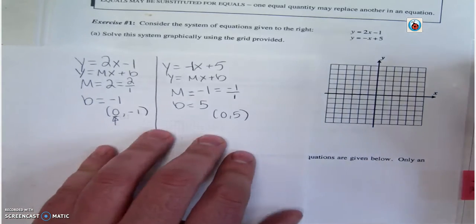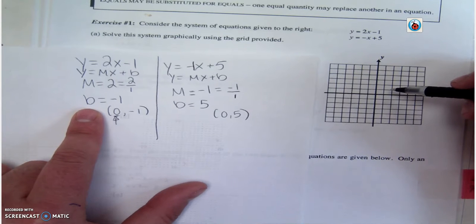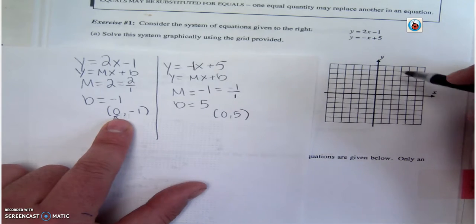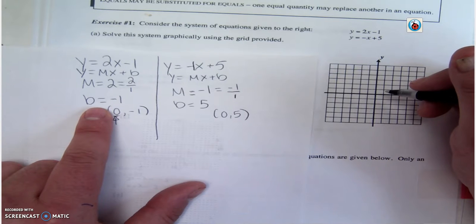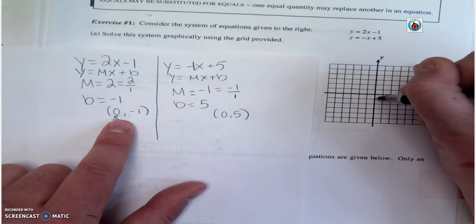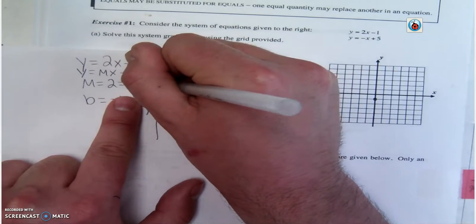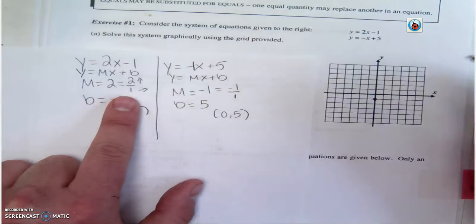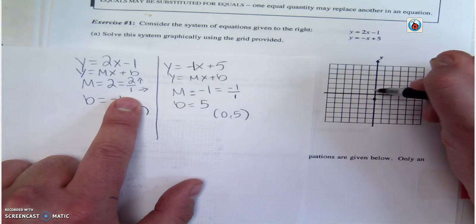So now we're going to take our information and graph it. Remember that nifty trick from a couple videos ago about b standing for beginning point. We're going to take a look at the first equation, y equals 2x minus 1, and begin with the y-intercept, or the beginning point. We're going to graph 0, negative 1. We start at the origin, and 0, negative 1 is down 1. Now we do our rise and our run. In this case, it was positive 2 over positive 1, so we're going to rise 2 and run 1.